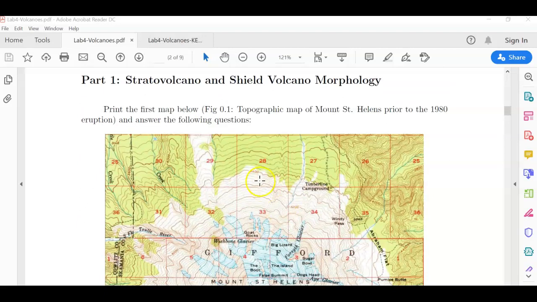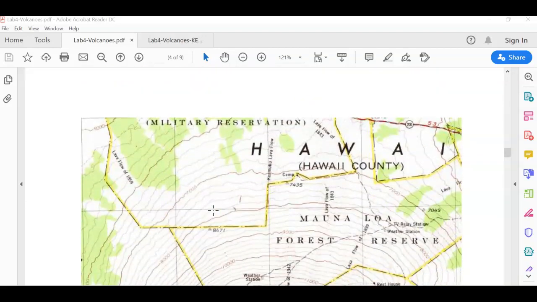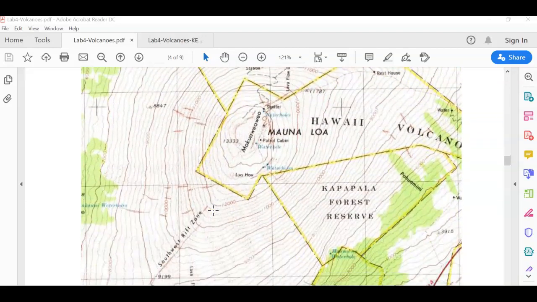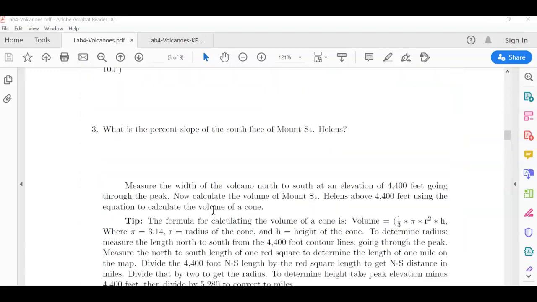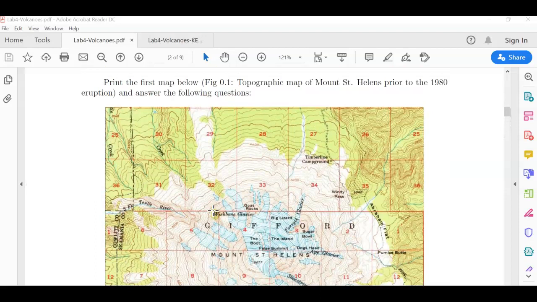Okay, so the first part is going to be based on stratovolcano and shield volcano morphology. What I ask you to do is print both of the maps that you're going to see, figure 1 and figure 2. This is figure 1, and then later down below, this is figure 2. You should print both of them. It's going to make it much easier. This first map is the topographic map of Mount St. Helens prior to the 1980 eruption, and you will use it in order to answer the questions that are below.